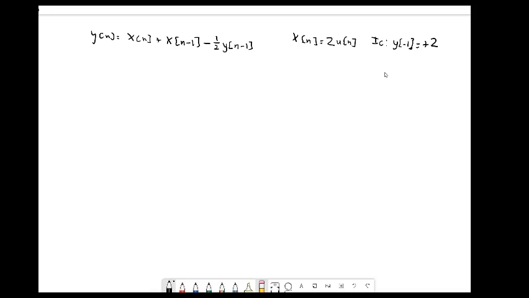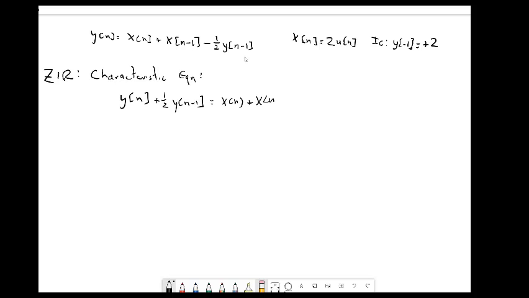And so we're going to start off by finding the zero input response. And for that, we said we needed the characteristic equation of the system. And that comes from the y side of our difference equation. Now, our difference equation is not written in the standard form here. So let's do that first. Let's rewrite our difference equation. It's y of n, and I'm going to have to bring this minus 1/2 y of n minus 1 to the other side, equals x of n plus x of n minus 1.